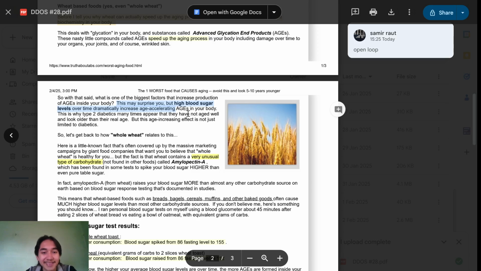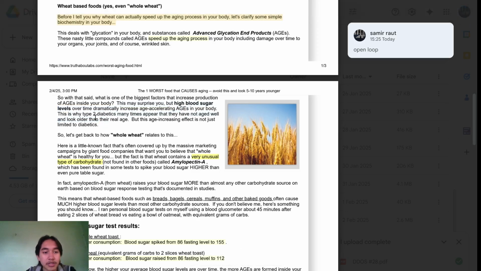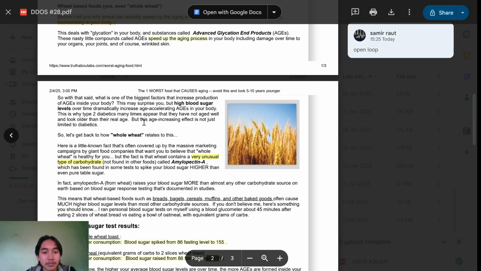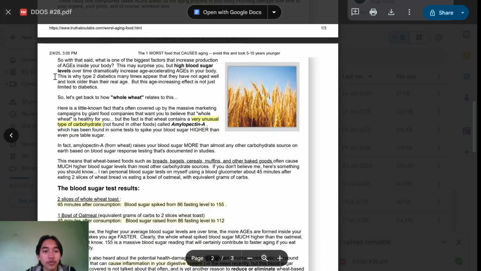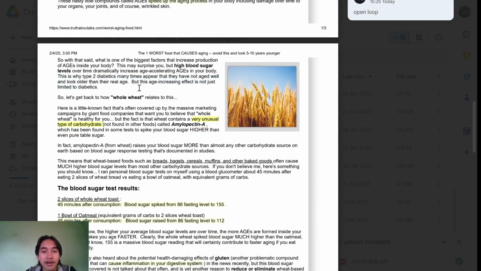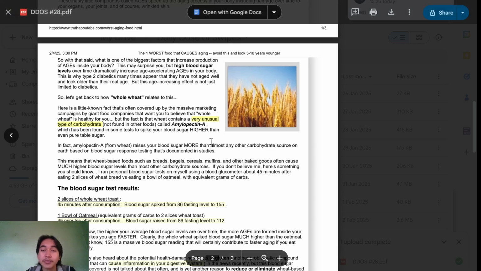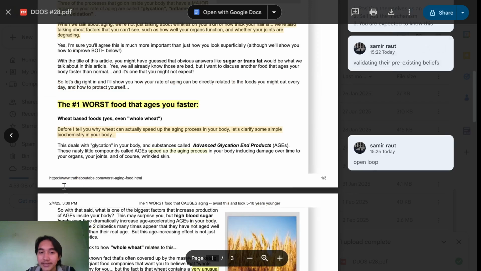AGEs. This is age itself. What the hell? This is why type 2 diabetics many times appear that they have not aged well and look older than their real age. Oh, so I know some diabetic people that look older than they actually are. So this could be the case. See more of the validating the pre-existing beliefs part.